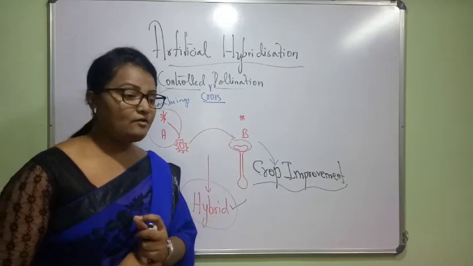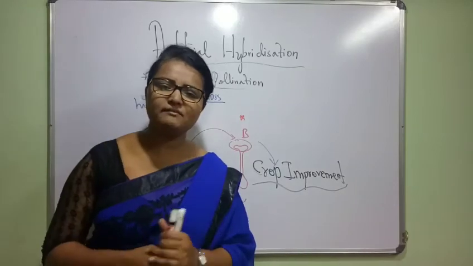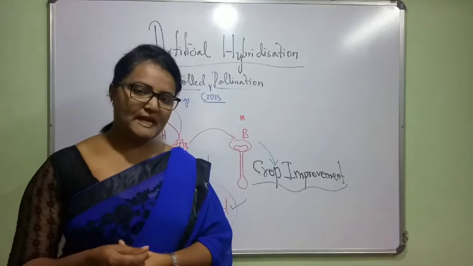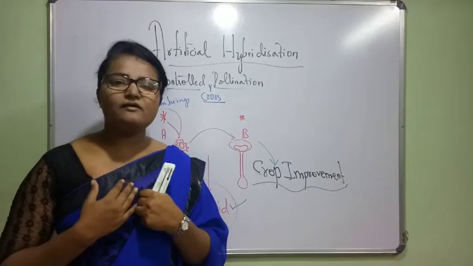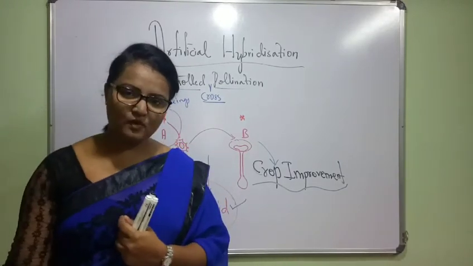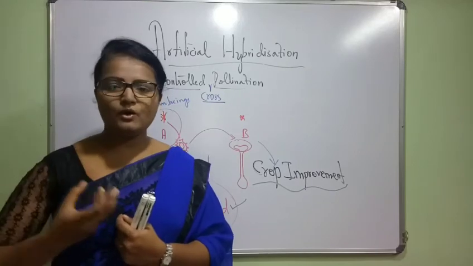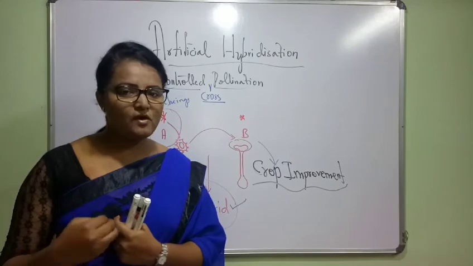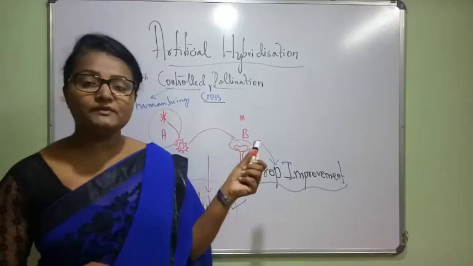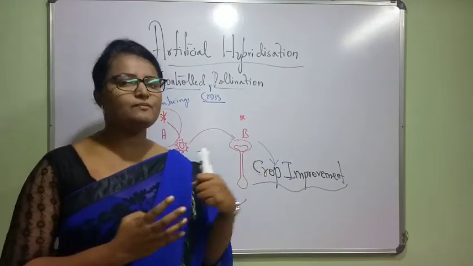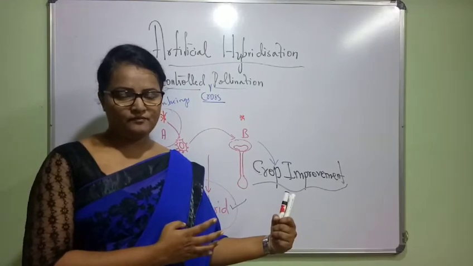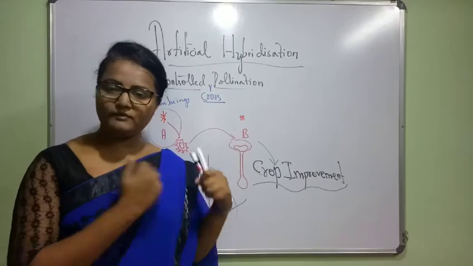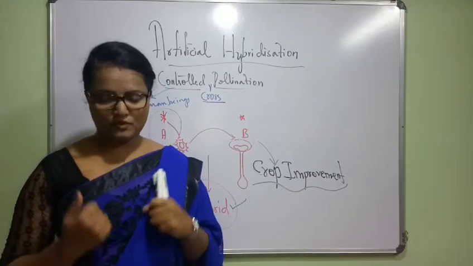But when we want some desired characters to be present in plants, or if I want to make varieties of rice, or varieties of rose flowers or different flowers, then I perform artificial hybridization to improve the crop varieties. We'll see how they perform the hybridization process.